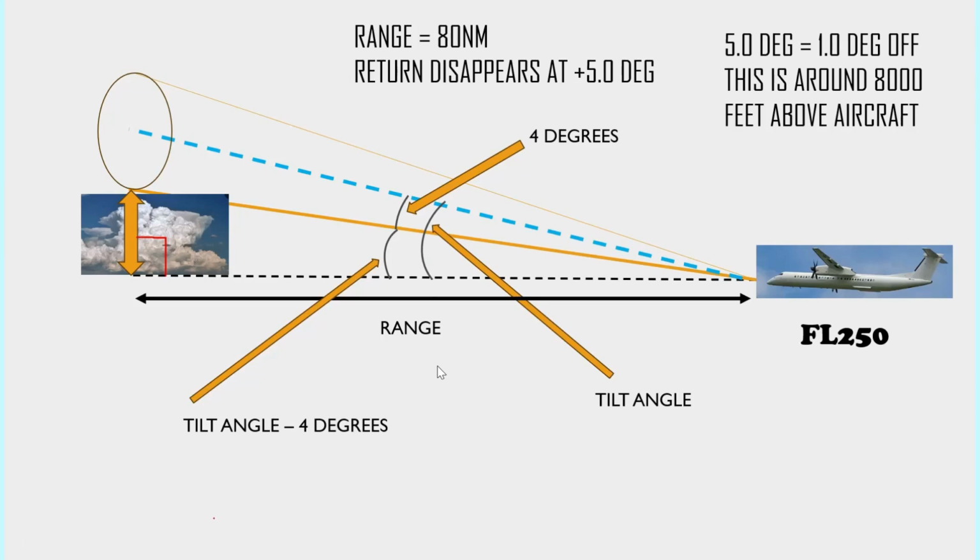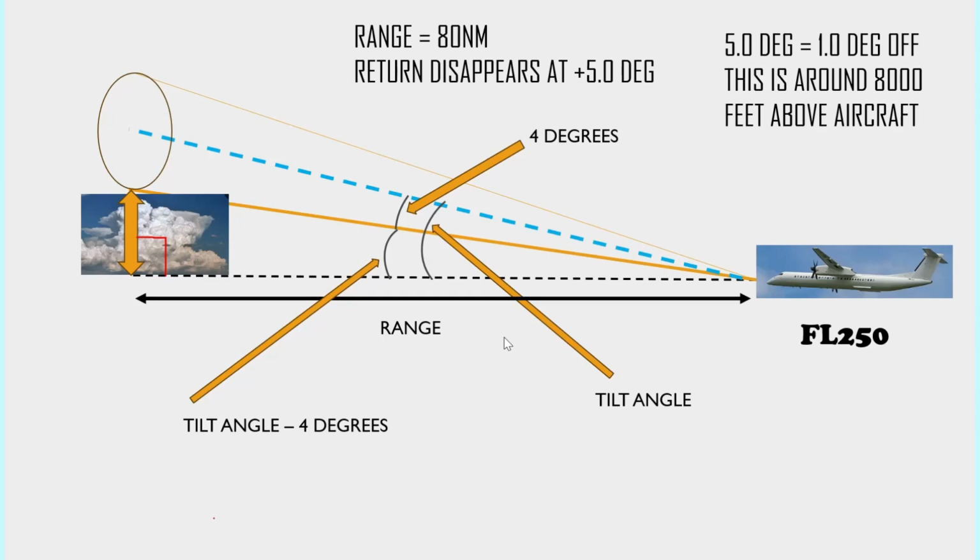So it's very important that you understand these analogies. You remember 1 degree at 40 nautical miles was how much? 4,000 feet. So 1 degree at 80 nautical miles will be times 2, which is 8,000 feet. Approximations. So above the aircraft's altitude, this cloud is 8,000 feet above.